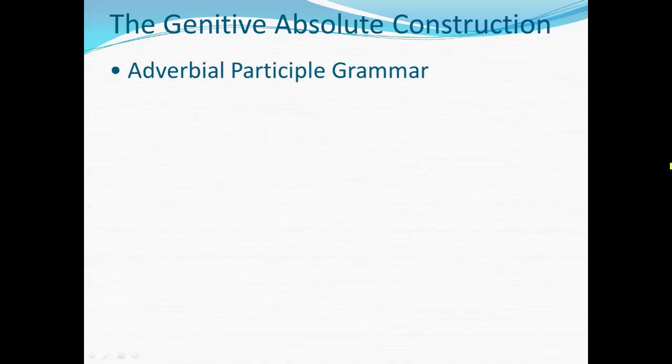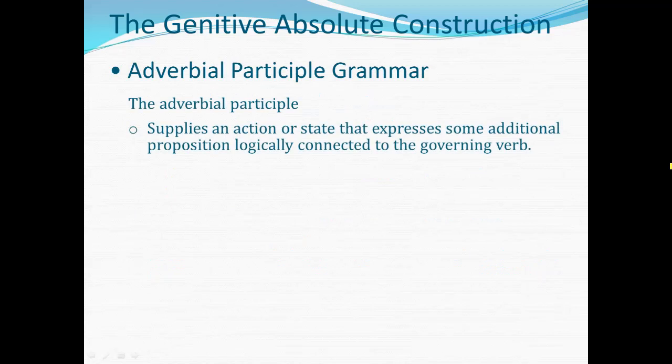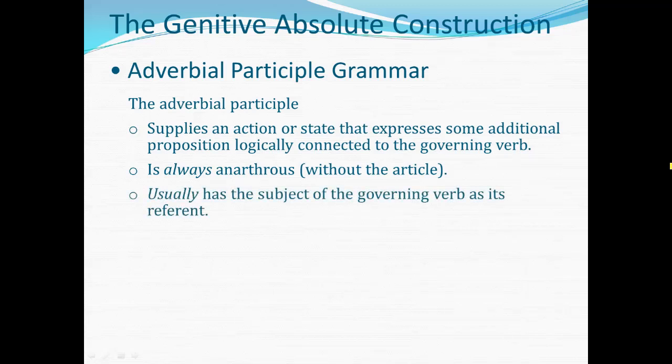Now let's zoom in a little tighter. Adverbial participle grammar. The adverbial participle supplies an action or state that expresses some additional proposition logically connected to the governing verb. It is always anarthrous, that means it lacks the article. Not all anarthrous participles are adverbial. There are many other uses of the participle that can be anarthrous, but the adverbial participle is always anarthrous. The adverbial participle usually has the subject of the governing verb as its referent. In the example I gave earlier, he came running. The same person does the running as does the coming.